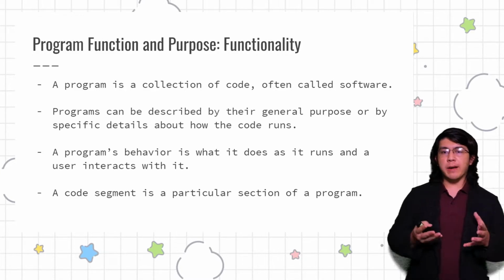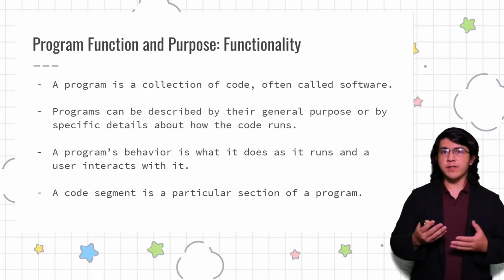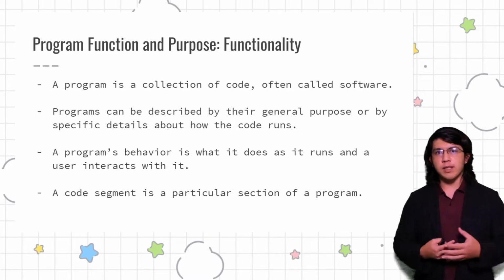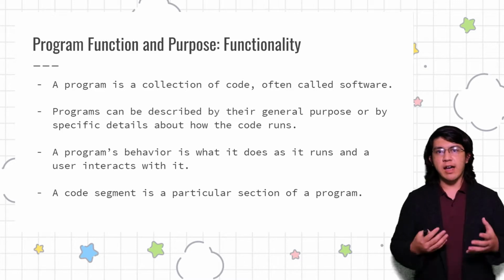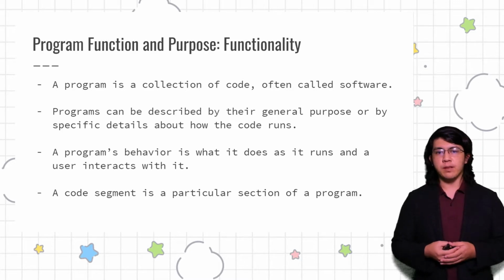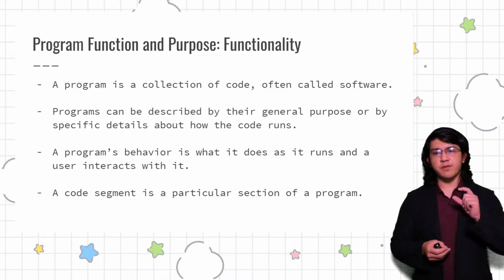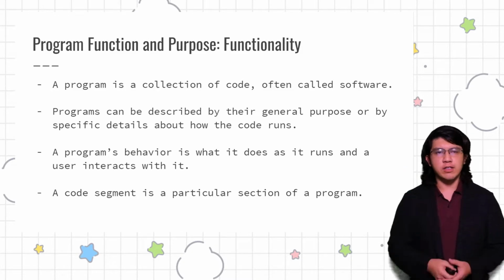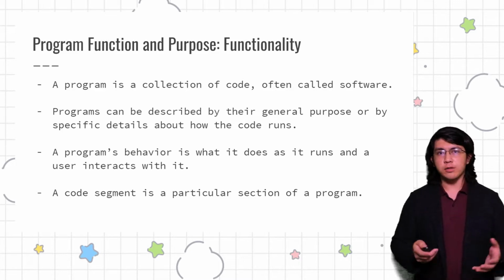When we talk about a program's behavior, this is the specifics of what it does as it runs, how the user interacts with it, what it does with the inputs, what outputs it generates live as they're using your program. And sometimes we'll refer to just specific code segments within a program instead of trying to tackle the thousands or tens of thousands of lines of code that are in a full-scale computer program.